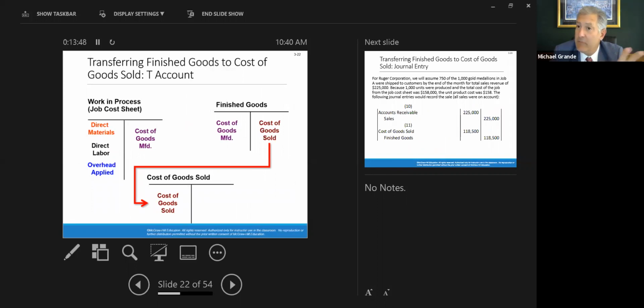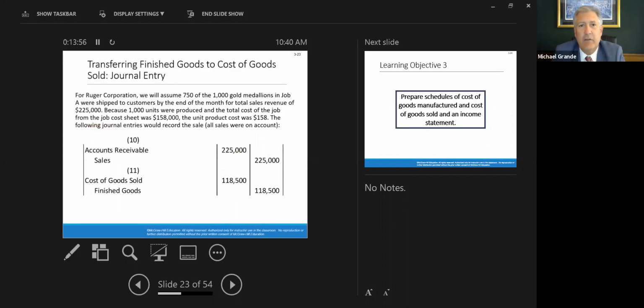Now, at some point in time, they're going to sell this product. And then they need to transfer that cost once again. So for Rugged Corporation, we will assume 750 of the 1,000 gold medallions in job A were shipped to customers by the end of the month for total sales revenue of $225,000. Because 1,000 units were produced and the total cost of the job was $158,000, the cost per unit is $158. They sold 750. So journal entry 10 does what? Records the sale.